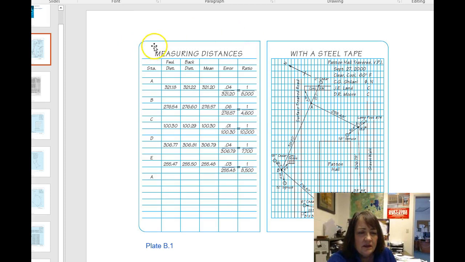So some of the elements I'd like to show you: the title of this page goes clear across the top, and you can see that the title is Measuring Distances with a Steel Tape. The written numerical data goes on the left-hand side of the page. The drawing goes on the right-hand side, and you'll see that there's a north arrow pointing at a skewed angle to the page. Because the page is rectangular, it's tall and thin. Sometimes, depending on the shape of your survey, it may not be the best thing to lay it out square or true with the page.